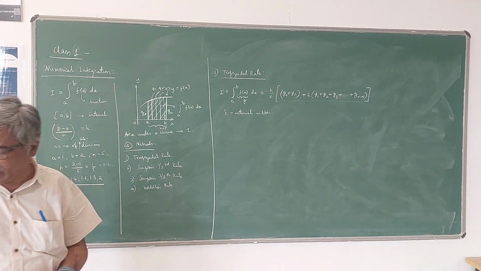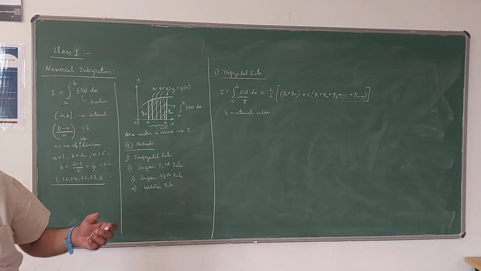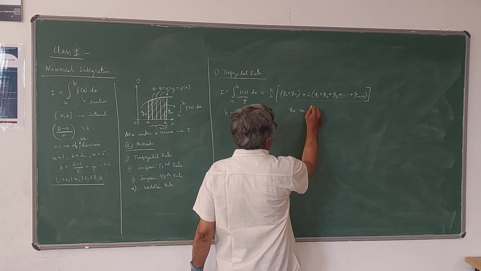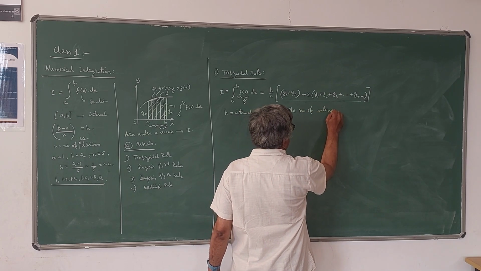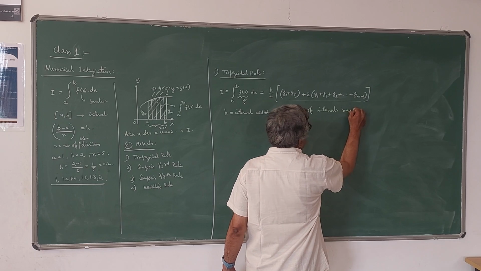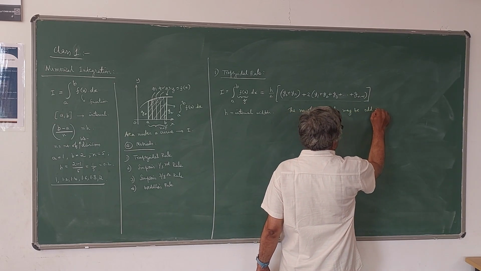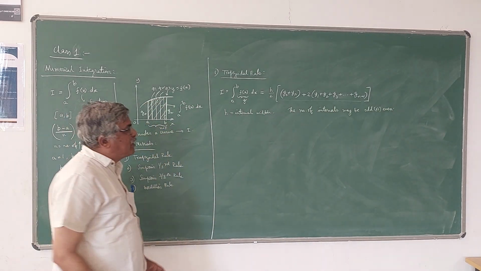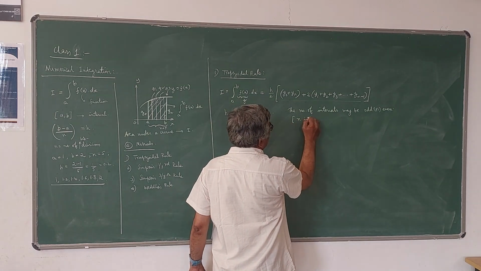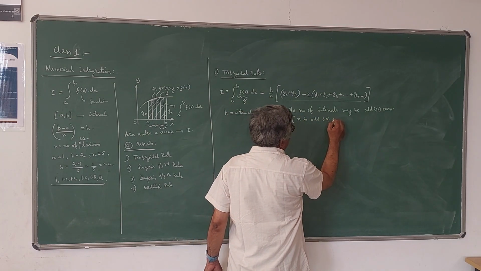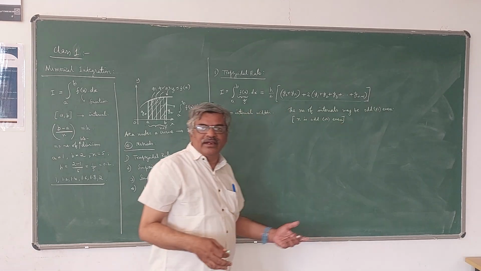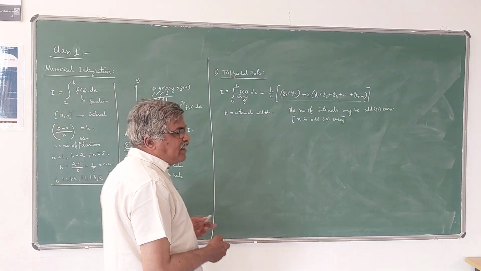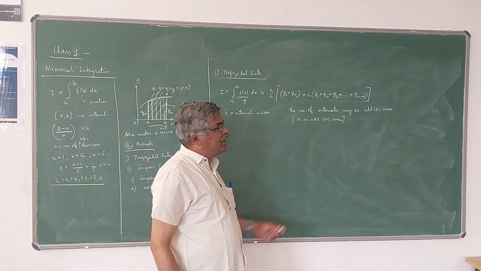The one condition here is, if you want to apply this, the number of intervals may be either odd or even. Whether you divide that interval into an odd number or an even number, n may be odd or even. Whether it is 5, 10, like that, you can use this formula. So the trapezoidal formula can be used for any value of n. It can be odd or it can be even.